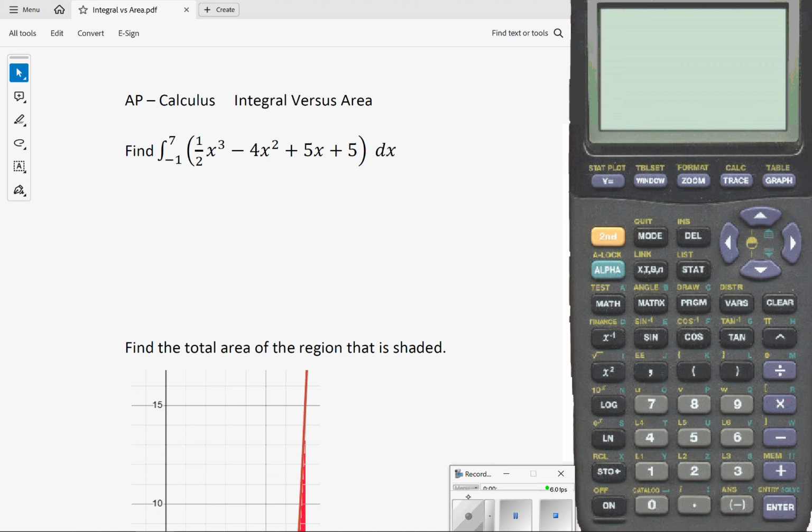All right, folks. So let's go ahead and calculate the integral.